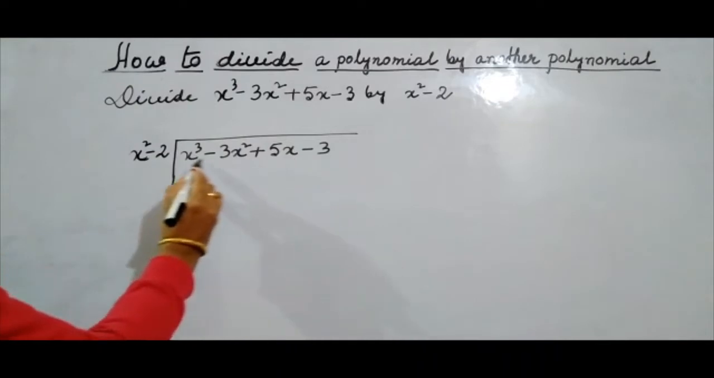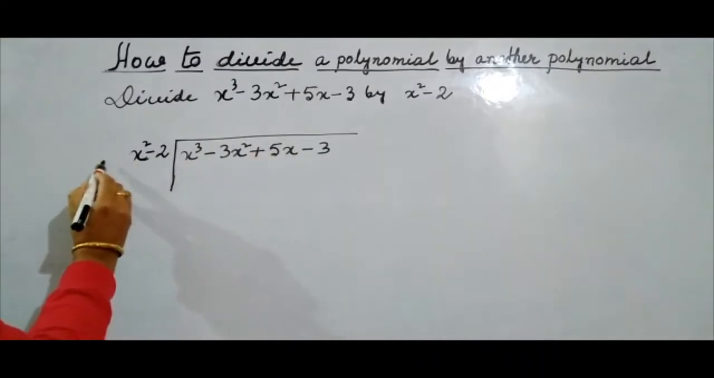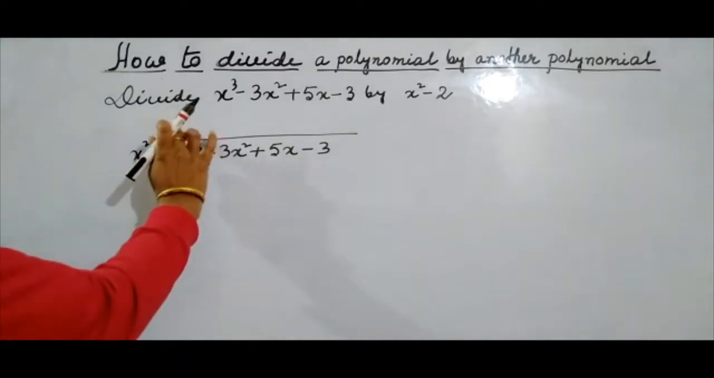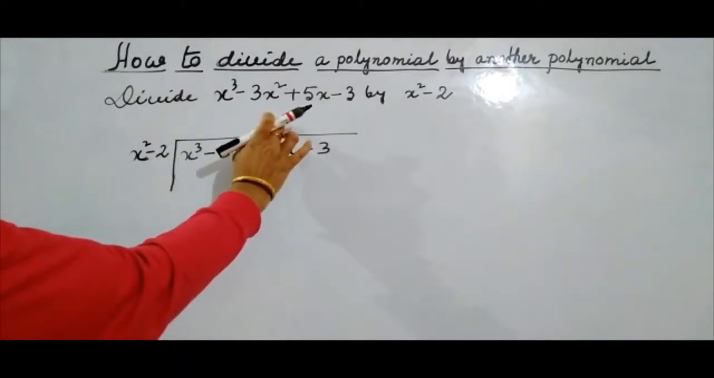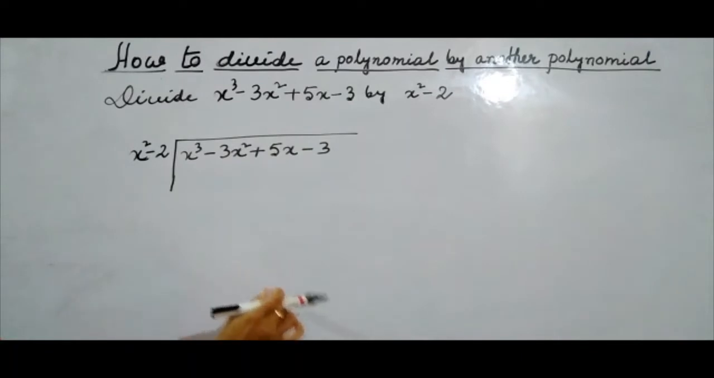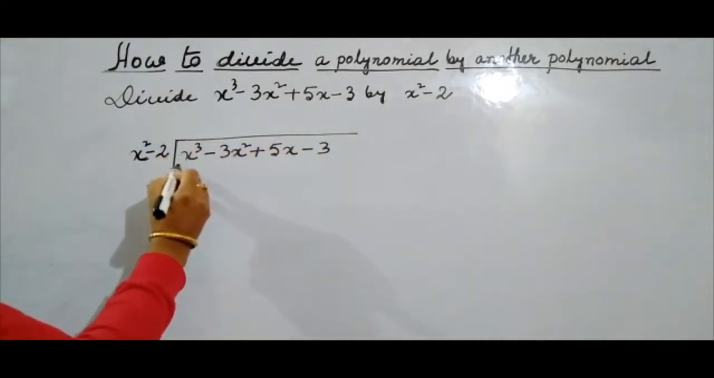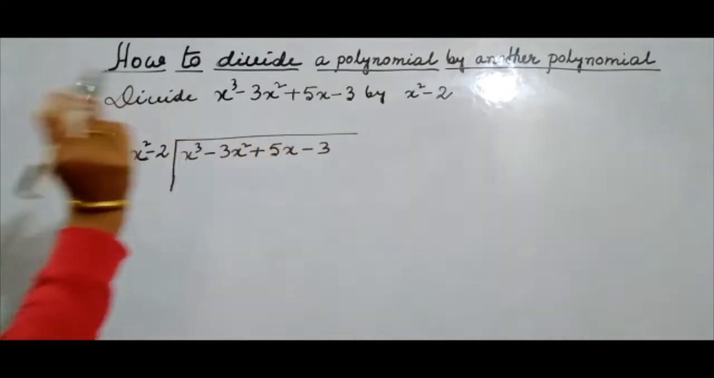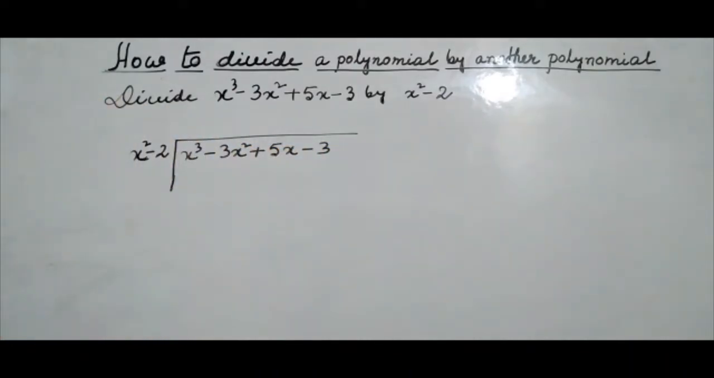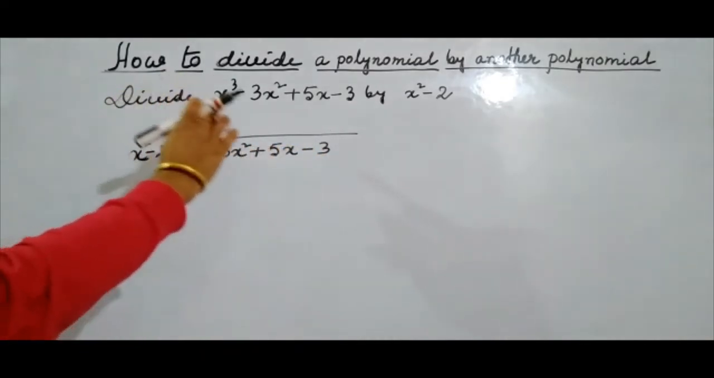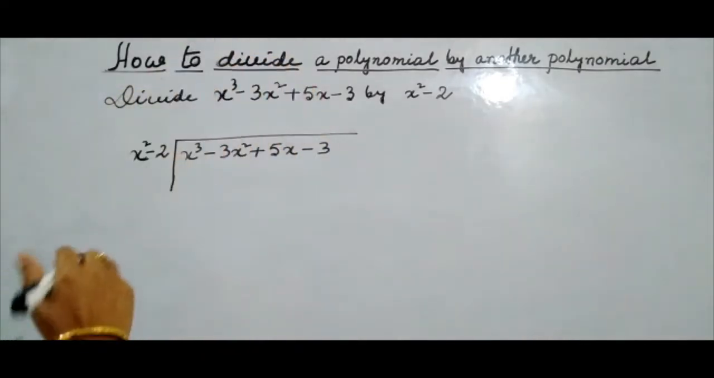As all of you know, this is said to be the dividend, this is the divisor by which we are dividing, and whatever answer we will be getting, that will be the quotient, and whatever we get at the end, that will be the remainder. Right? Now you have to check first whether the dividend is in its standard form or not. Standard form meaning is what? Whether the polynomial is in decreasing order of powers or not.